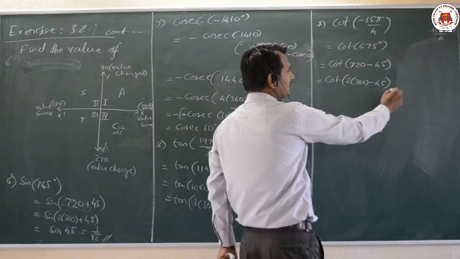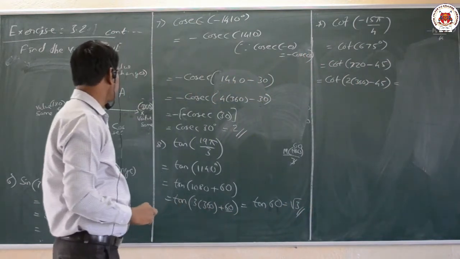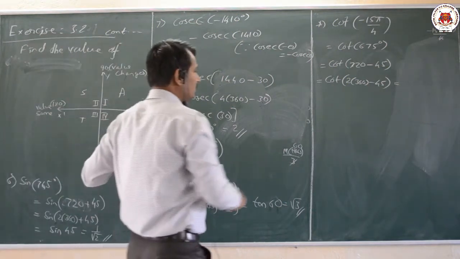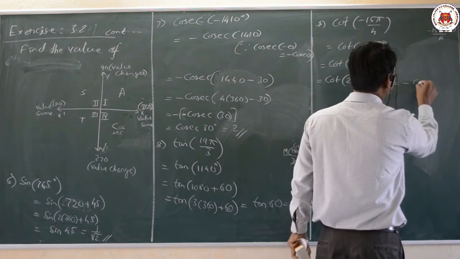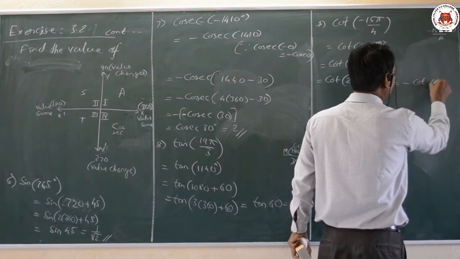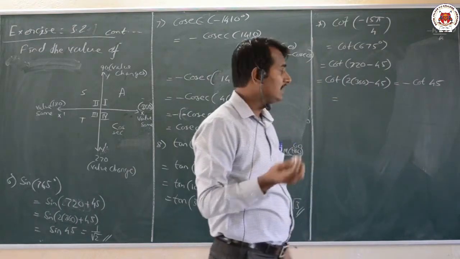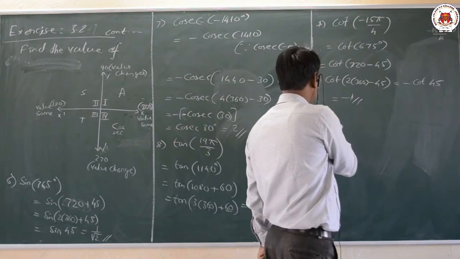Now that is nothing but cot of 2 pi minus theta, that is 360 minus theta. 360 minus theta means it comes in the fourth quadrant. In the fourth quadrant, cot is negative, and the cot value remains the same as it is. The value will be cot 45. Now what is the value for cot 45? The value will be 1. So what is the answer? The answer is minus 1.